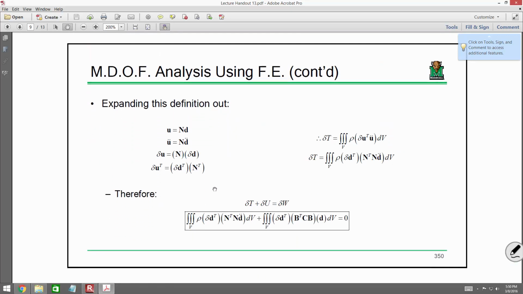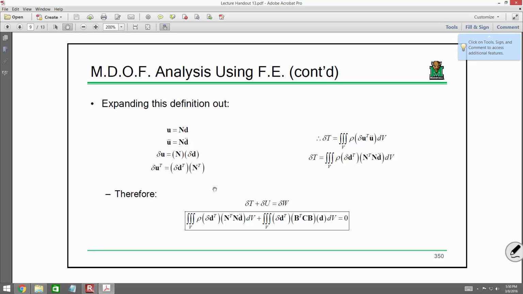Let's expand this kinetic energy out. I'm calling that kinetic energy T. So if I look at each of these terms, I say, all right, what do I have here? I've got u equals the shape functions times the nodal displacements. The same thing is going to be true with accelerations. The accelerations are going to be the shape functions times the nodal accelerations. If I'm looking at virtual displacements, it's the same thing across the board.